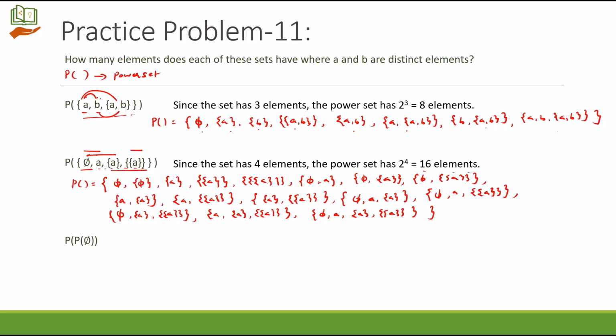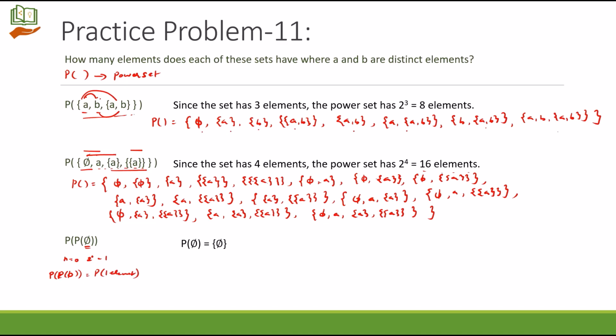Now we'll get on to the third one. So what is the power set of 5? What is actually 5? It is the empty set. What is the power set of the empty set actually? Inside the empty set you have no elements. So n is equal to 0. So 2 power 0 equal to 1. So the power set of the empty set will have one element definitely.